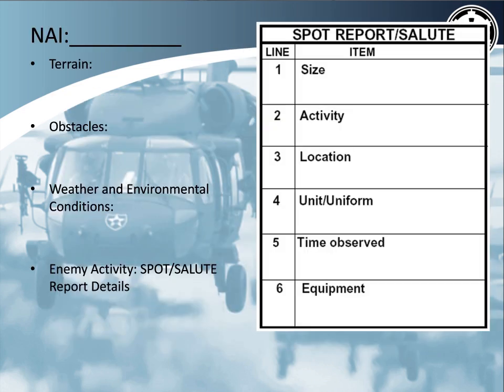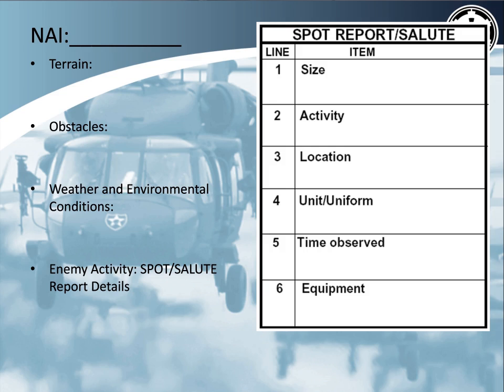So in your knee board today, you're going to have 2 things. Now you have a lot of other stuff in your knee board as well. So your knee board is a tactical SOP. So it's got all sorts of information in there. So you're going to go ahead and scroll to the knee board section that says NAI. So whatever NAI is, what type of terrain, environment condition, what the enemy activity is. A SPOT or SALUTE report.